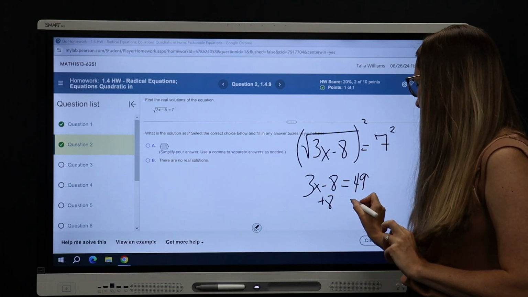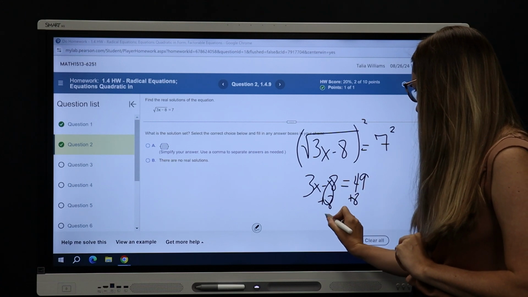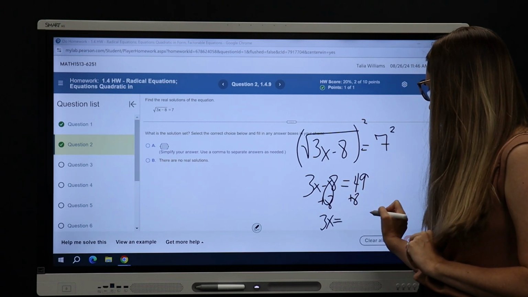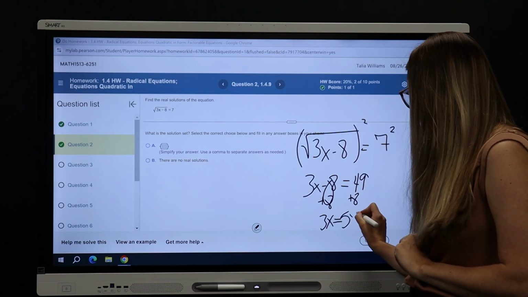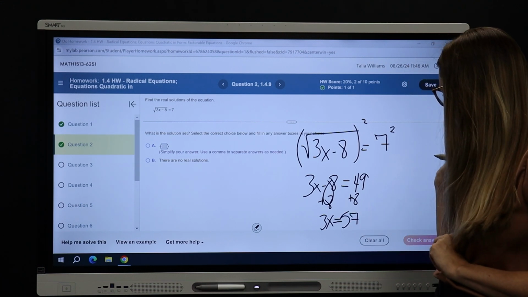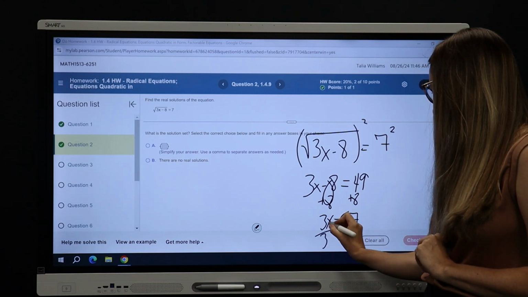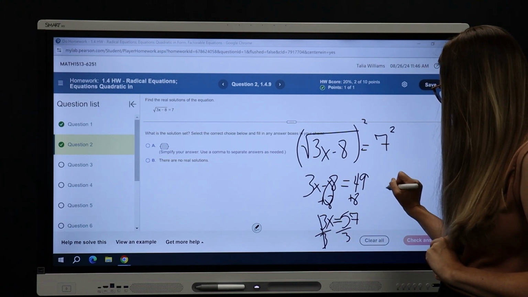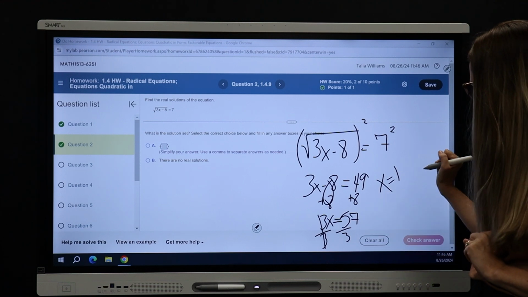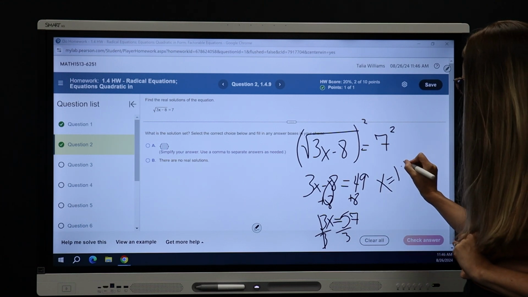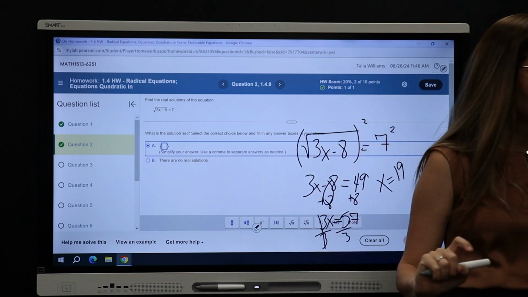So get x alone, so we're going to add 8. And that makes this 0, so I'll have 3x equals 49 plus 8 is 57. Then we'll divide by 3, because the opposite of multiplication is division. So I have x equals 57 divided by 3. 3 goes into 5 once, 3 goes into 27 9 times. So x equals 19.